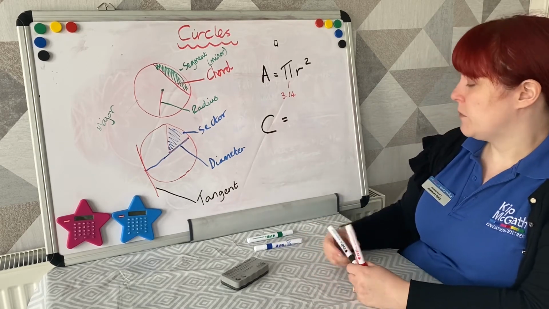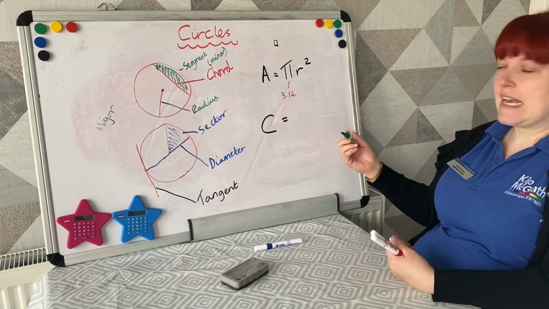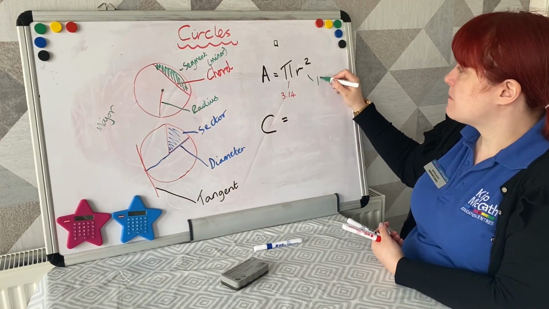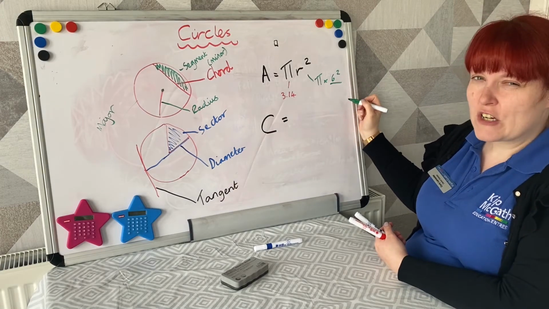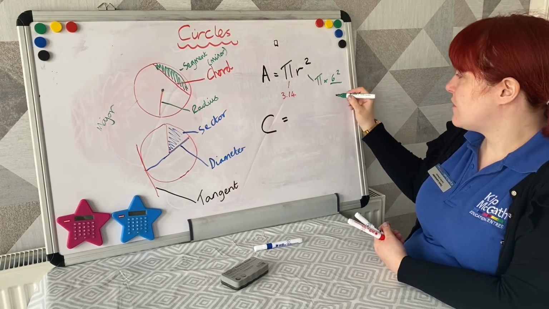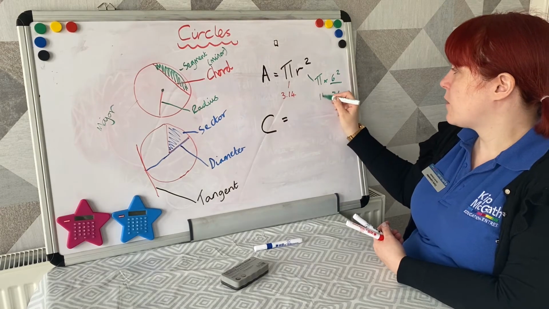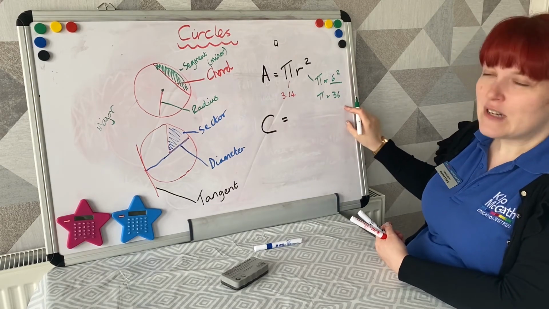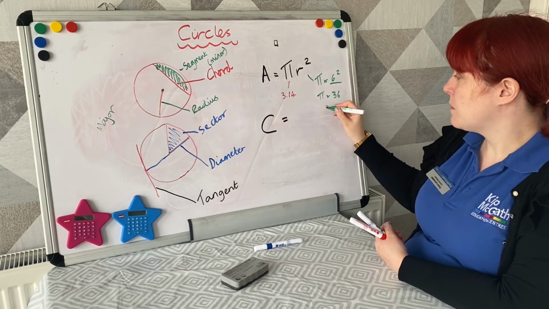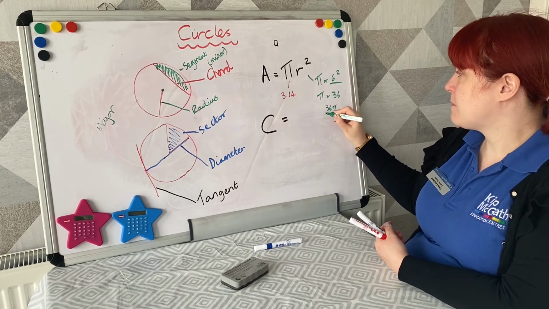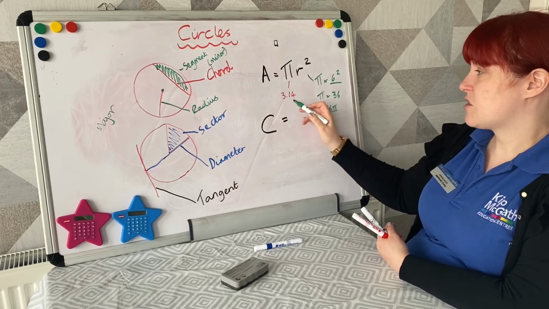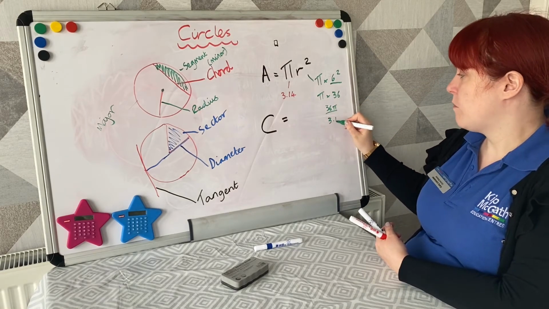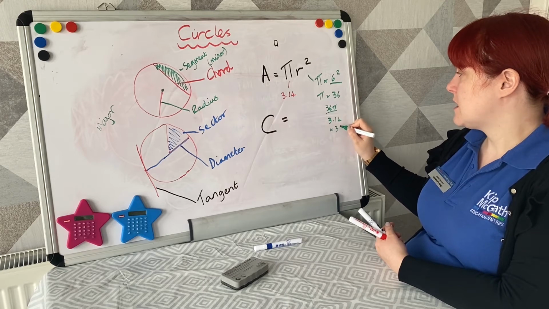So if, for example, our radius was 6, what we would be doing is pi times 6 squared. Because of BODMAS, we would do our squared first, which is 36. So we've got pi times 36. If we're leaving it in terms of pi, we would actually just have 36 pi using our algebra rules. If we had to use this 3.14, we'd have to do 3.14 times 36.